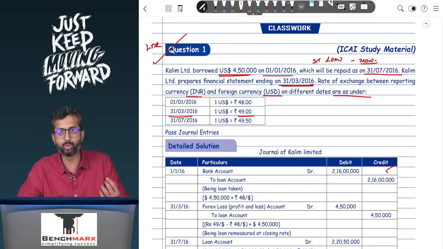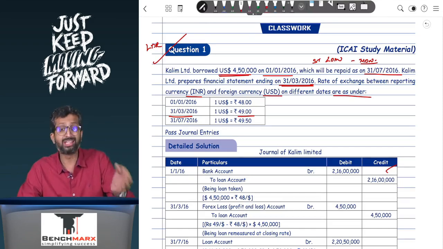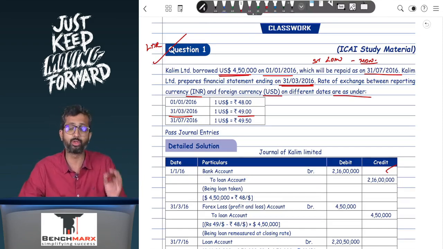So for something which is worth 48, I'll have to pay 49, and hence I'll have to pay 1 rupee more. So that is a loss for every dollar into 4,50,000. So that is 4,50,000 rupees. Forex loss, where will it go? Sir, PNL. Can I apply 46A?